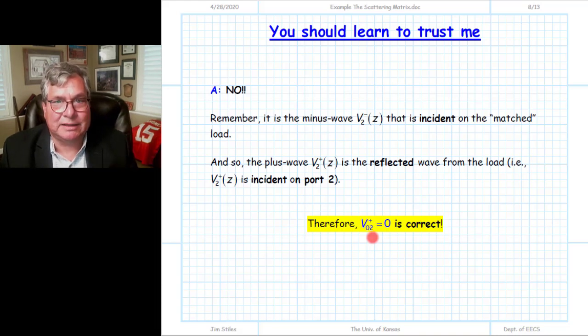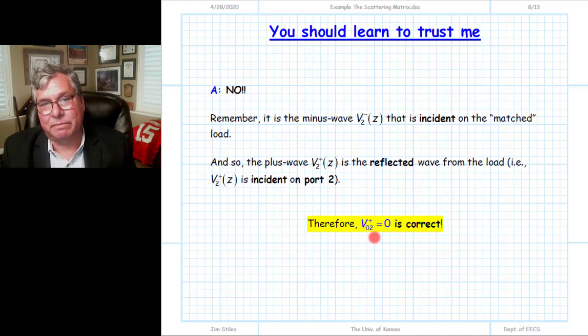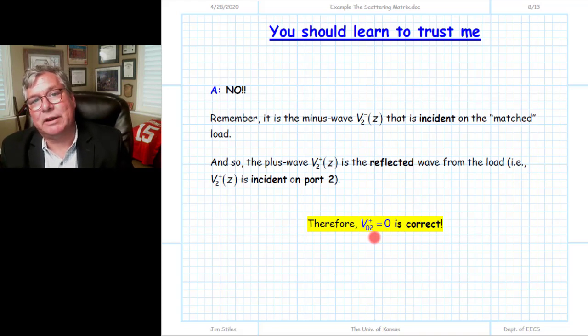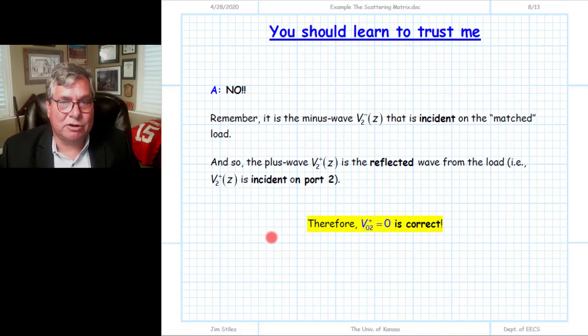And so make sure that you get that straight in your mind. Again, the plus wave is incident on the port because it's reflected from the load. The minus wave is scattered from the port, and therefore it is incident on the load. You have to make that physical understanding in your mind to get these equations correct.